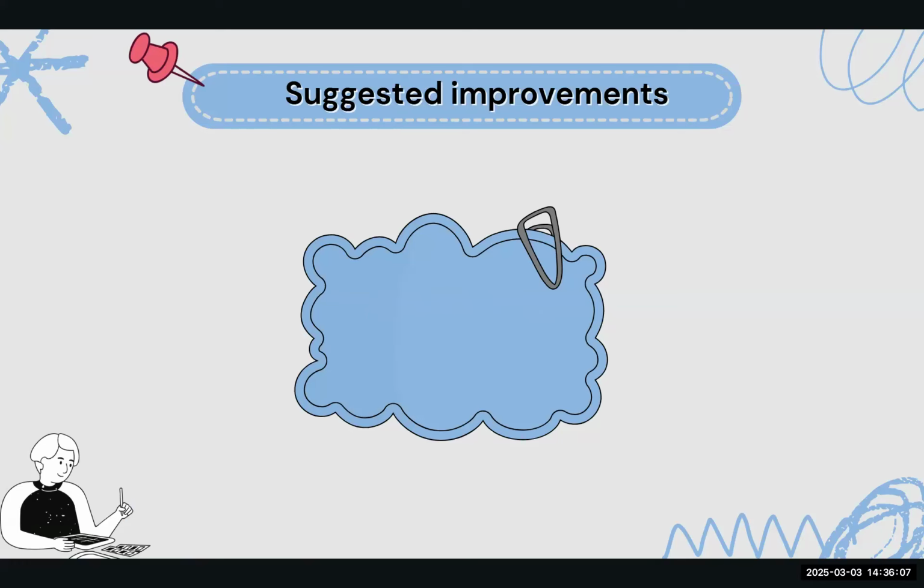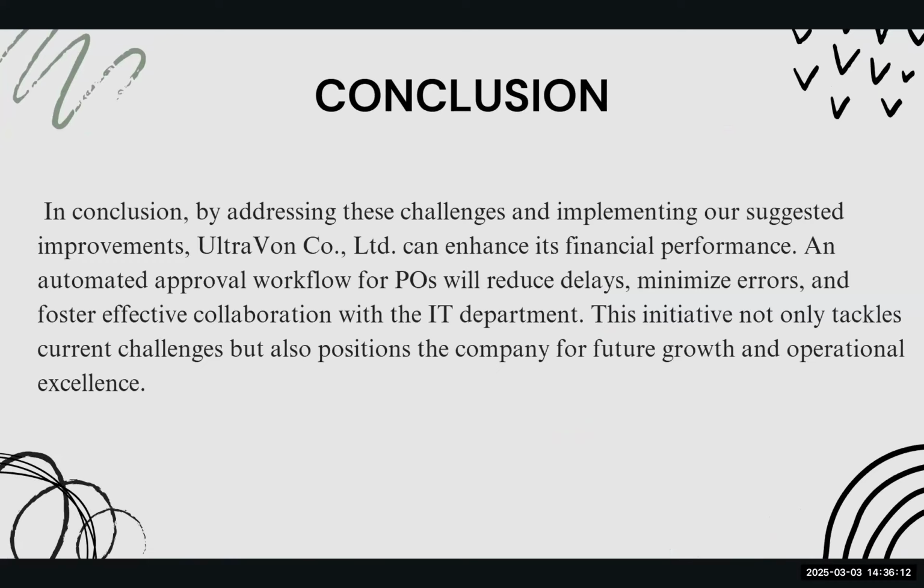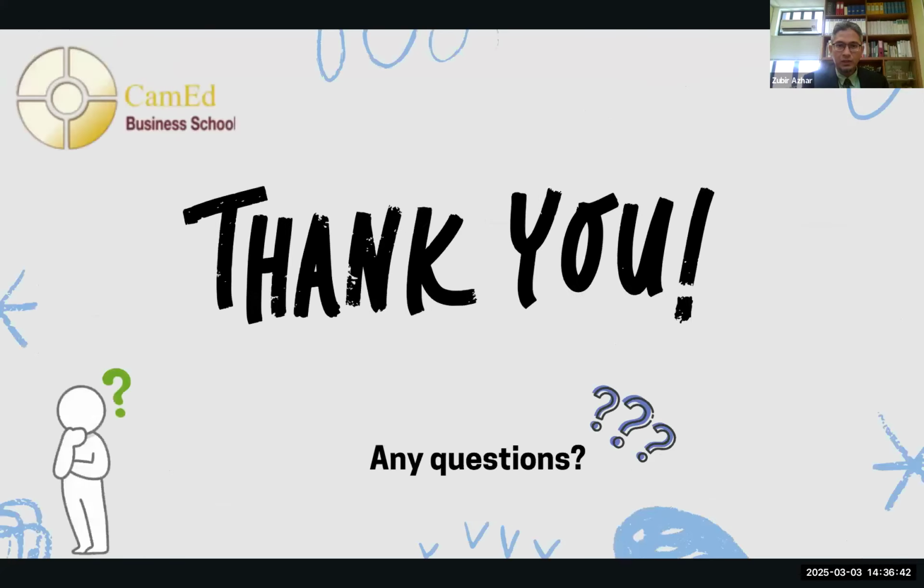Conclusion. In conclusion, Ultra One Ltd can enhance its financial performance by addressing these challenges, including implementing our suggested improvements and automating the approval workload for POs, which will reduce delay, minimize error, and foster effective collaboration with the IT department. This initiative tackles current challenges and positions the company for further growth coupled with operational excellence. That's all for my presentation. Okay, thank you very much.